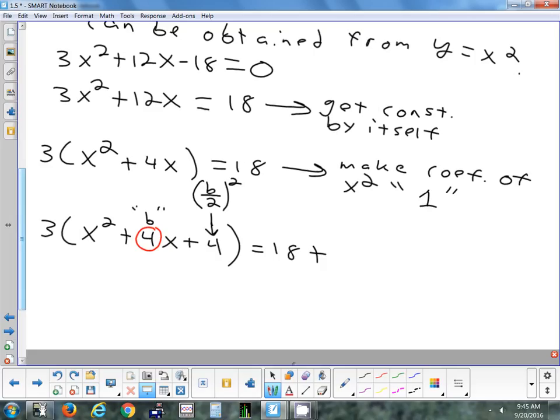Now, what did I just add on the left? 4. Nope, I didn't add 4. Well, I added 12. That's the part that some people get a little tripped up on. If you factored something out, anything you put inside this parentheses is not really that number. It's that number times what's on the outside. So you really added 12 on the left. So what do I need to add on the right? 12. That's how you keep it balanced. If you add 4 on the right, you unbalance it.